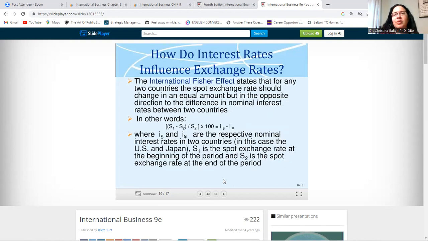The International Fisher Effect states that for any two countries, the spot exchange rate should change in the direction and by the amount of the difference in nominal interest rates between the two countries. Here are the respective nominal interest rates in two countries, in this case the US and Japan. S1 is the spot exchange rate at the beginning of the period. S2 is the spot exchange rate at the end of the period.